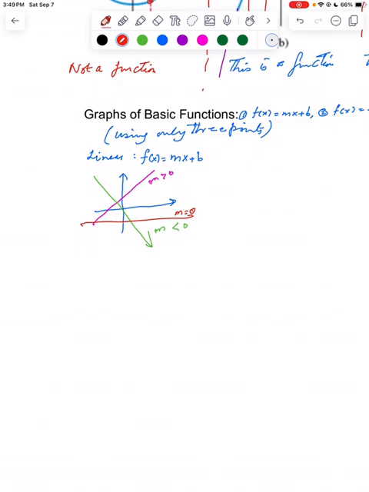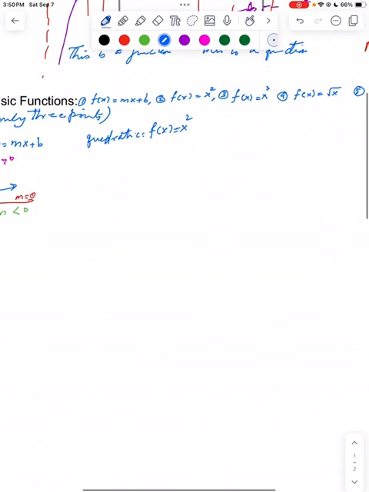What about the next one? The next one I want to talk about is y is equal to x squared, which is a quadratic function. Note here, we are now using f of x in place of y because we are mentioning functions. So how do we graph this one? I said 3 points. You must remember that the shape is a parabola, like a U kind of shape. The points you should take are -1, 0, and 1.